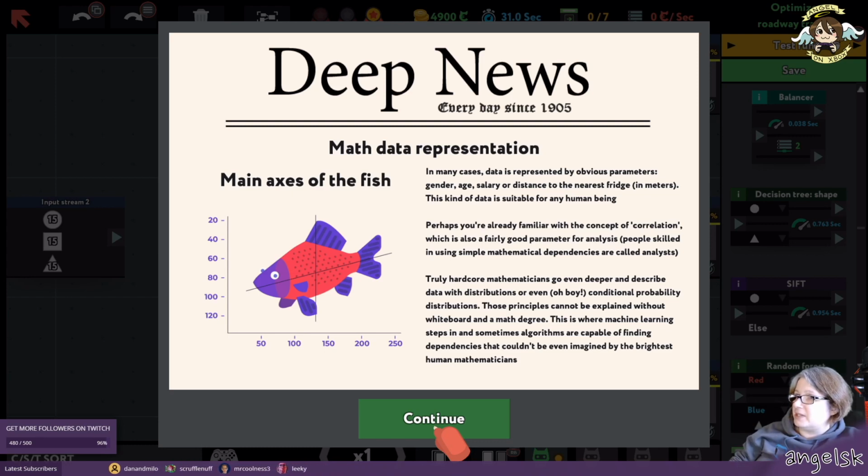In many cases, data is represented by obvious parameters: gender, age, salary, distance to nearest fridge in meters. This kind of data is suitable for any human being. Perhaps you're already familiar with the concept of correlation, which is also a fairly good parameter for analysis. People skilled in using simple mathematical dependencies are called analysts. Truly hardcore mathematicians go even deeper and describe data with distribution, or even, oh boy, conditional probability distributions. Those principles cannot be explained without whiteboard and a math degree. This is where machine learning steps in, and sometimes algorithms are capable of finding dependencies that couldn't even be imagined by the brightest human mathematicians.